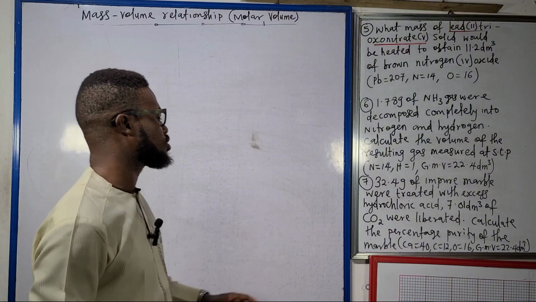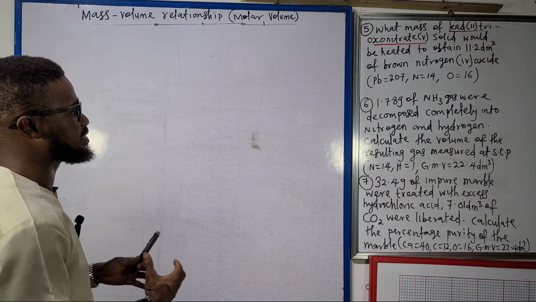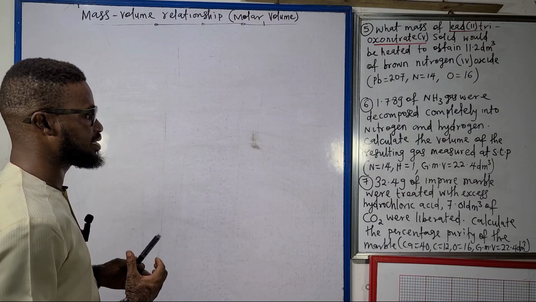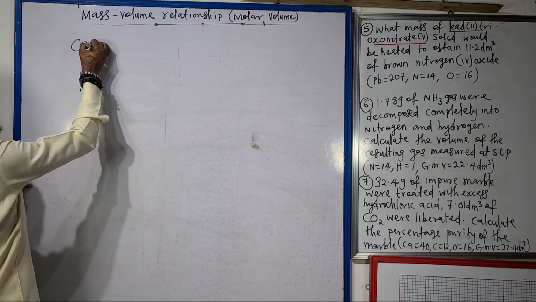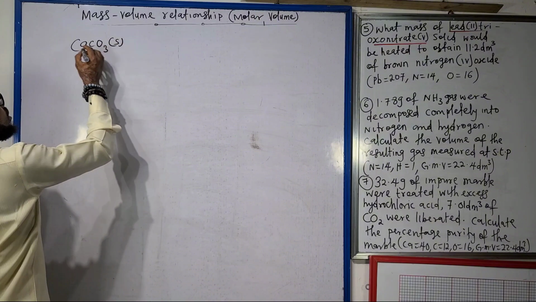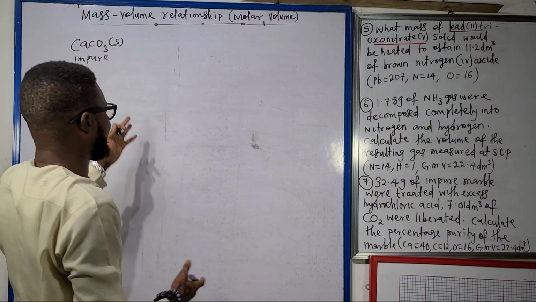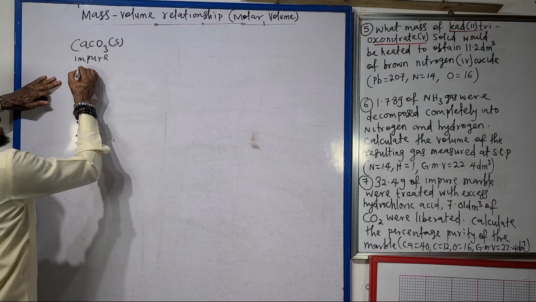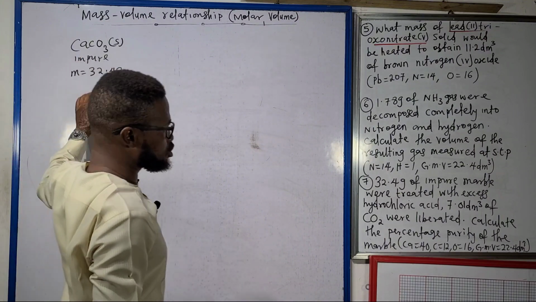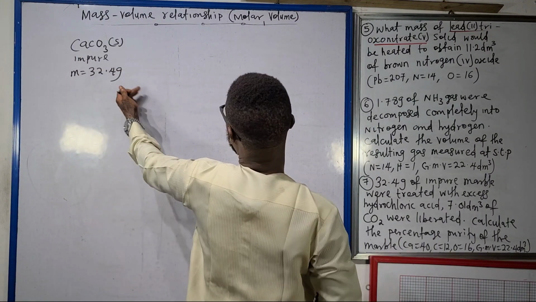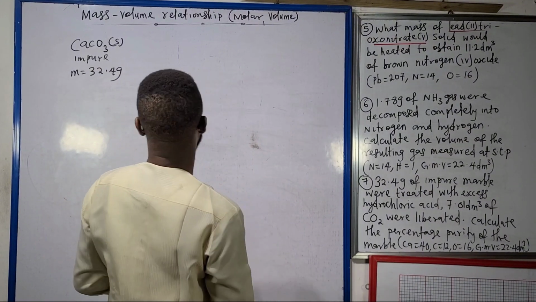Moving on to the last question, talking about impure marble. 32.4 grams of impure marble were treated with excess hydrochloric acid. Okay, so we have marble. When we say marble here, it talks about calcium carbonate, CaCO3. But you said impure. So the mass of the impure substance here is 32.4 grams, but because it is impure, we cannot use this in our stoichiometric equation here. Anything that is impure, we don't use it.